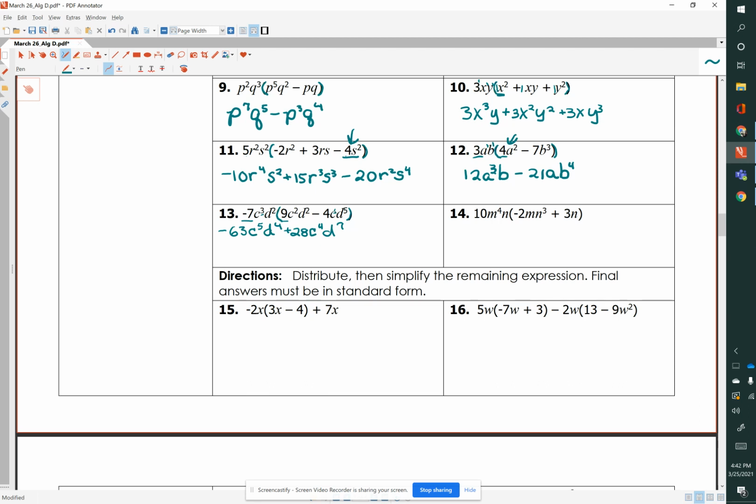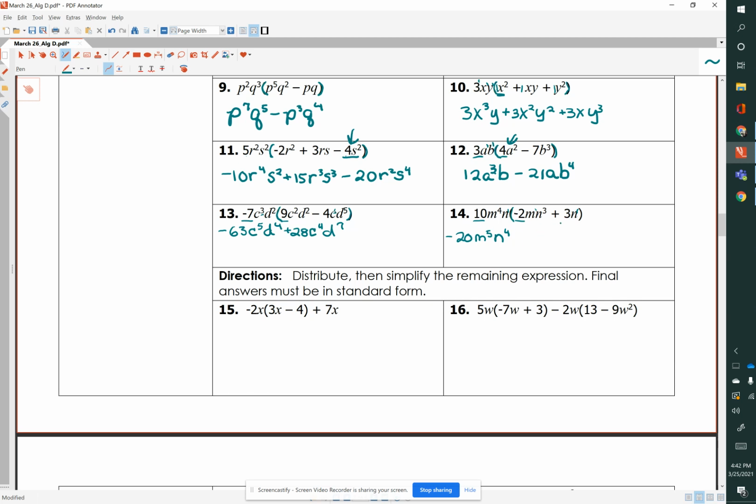Number 14, we have 10 m to the fourth power n, and an invisible exponent of 1 there, times the quantity of negative 2 m invisible 1 to the n to the third plus 3n. Now, that's again another invisible 1 exponent. So let's work the first term. 10 times negative 2 is negative 20. M, 4 plus 1 is 5. N, 1 plus 3 is 4. So that's the first term.